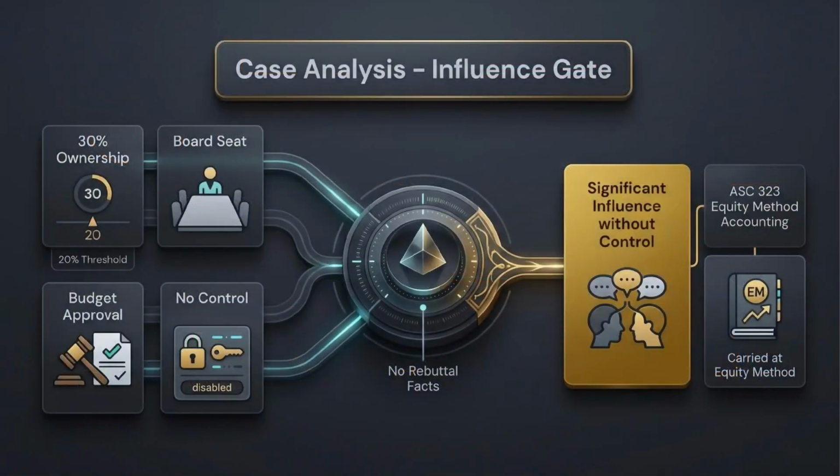The influence gate supports ASC 323. Vertex owns 30% of AeroParts, which is above the 20% threshold. Vertex also holds one board seat and participates in annual budget approval, which are qualitative indicators of significant influence. Vertex does not control AeroParts because there is no majority voting power or other control facts stated. No rebuttal facts are present. Therefore, Vertex has significant influence without control, and ASC 323 equity method accounting is appropriate from the acquisition date.